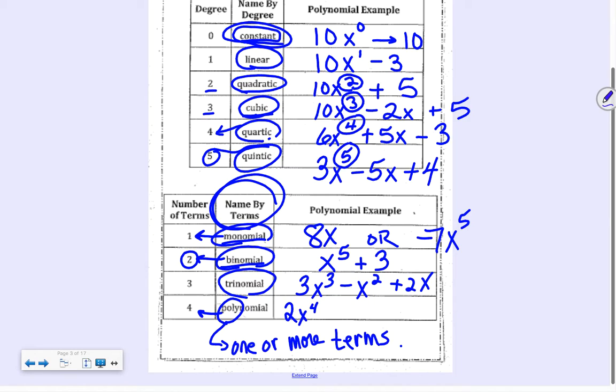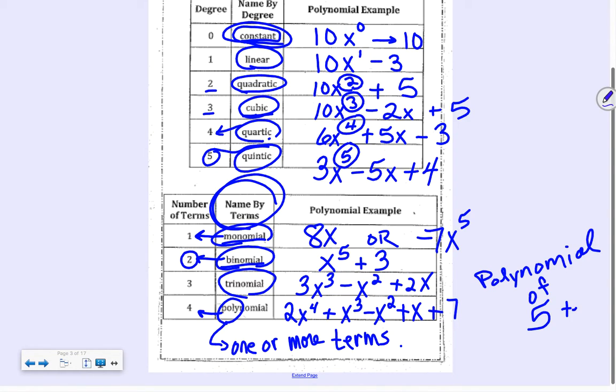2x to the 4th plus x to the 3rd minus x squared plus x plus 7. What would you call this, what I wrote on the board? Polynomial of 5. Polynomial of 5, you got it. So when you see that on your homework, just say this. Polynomial of 5 terms. Okay.